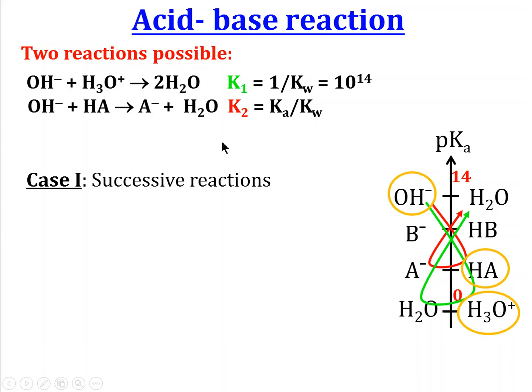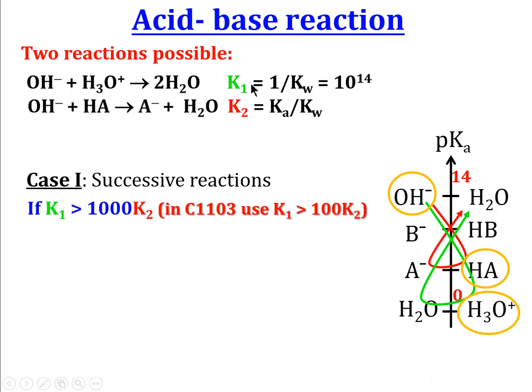Case number 1, so we have successive reactions. That means K1 is greater by at least 1000 times than K2. And to note, in our course, we use the order 100, and I explained before the difference. In the American system, they use the order 1000, and in the French system, they use the order 100. So in our course, we will use K1 greater by 100 times than K2.